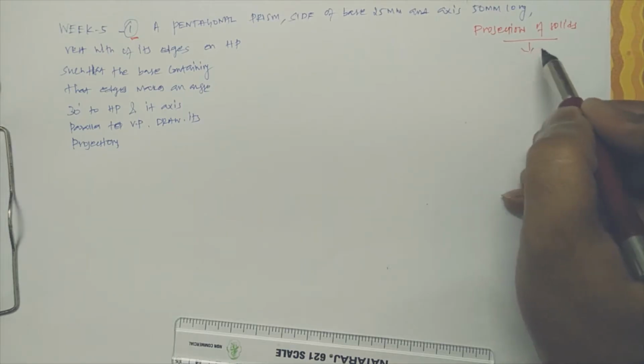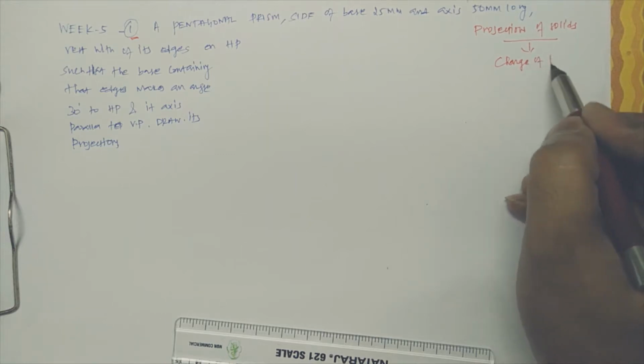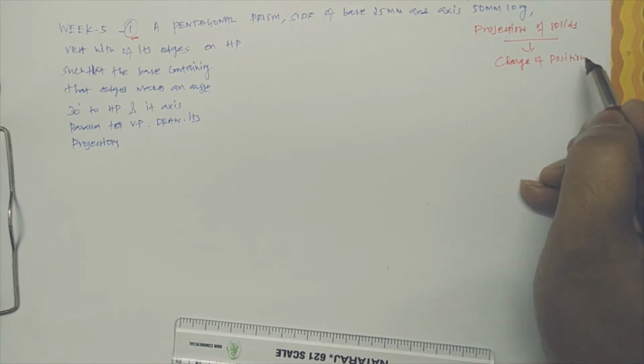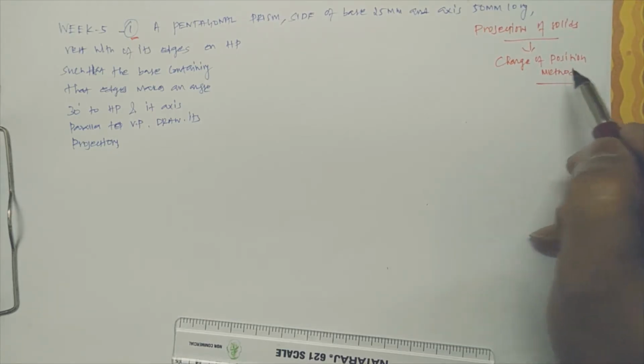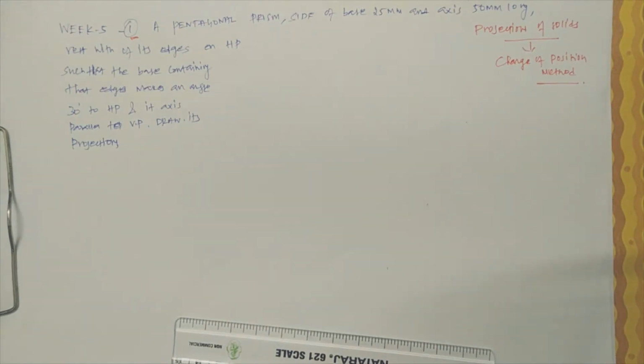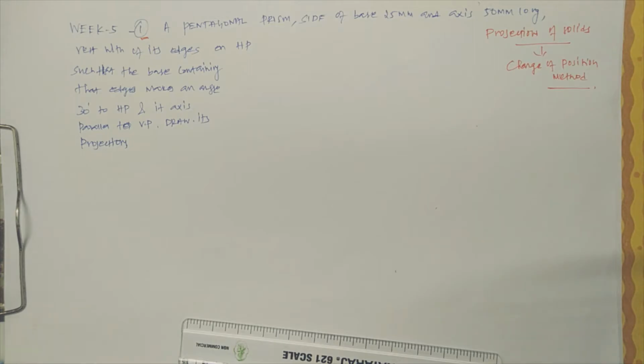Projections of solids, we are just going to deal with by the change of position method. Okay, right. So let us go to the session. As we have seen the projections of line by the rotating line method, now the next step is the projections of solid. Let us see the problem.